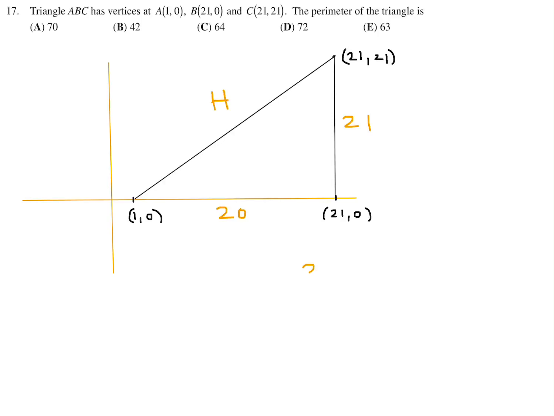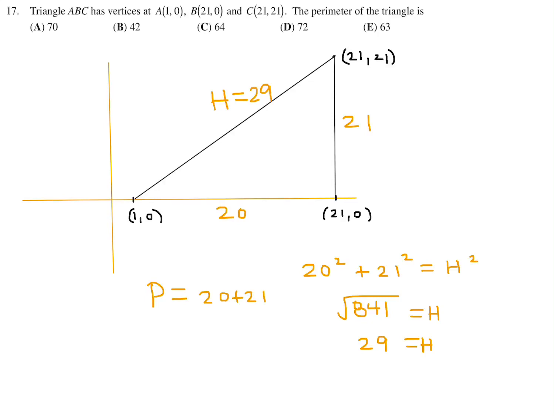So we'll use Pythagoras. 20 squared plus 21 squared is equal to h squared. So the root of 841 is going to be equal to h, and therefore h is 29. So there you have it. And now the perimeter is just the sum of the sides, 20 plus 21 plus 29, and that is equal to 70. So 17, the answer is A.